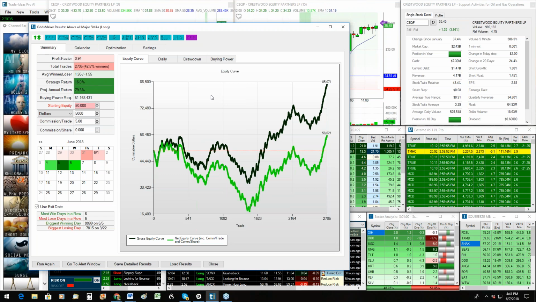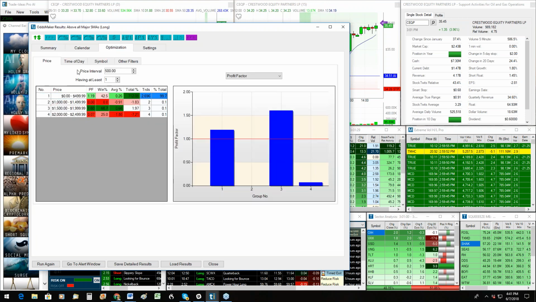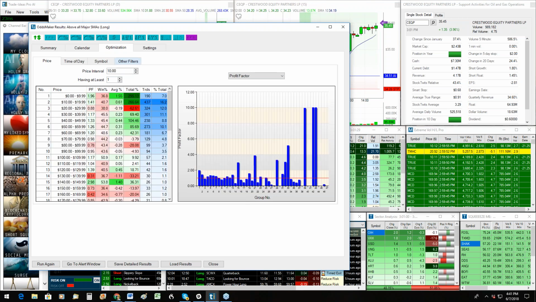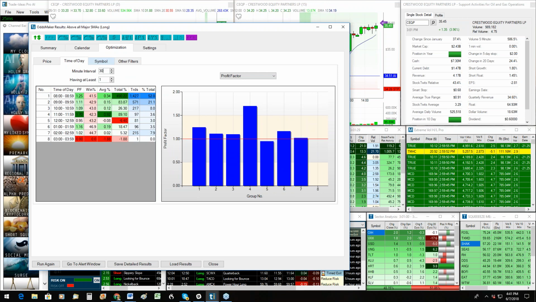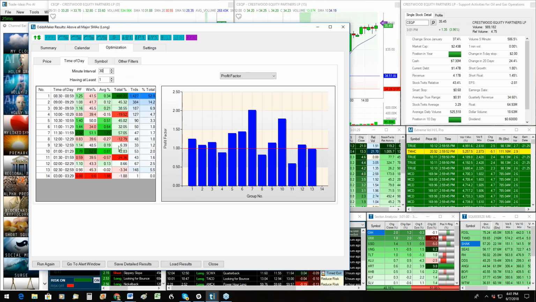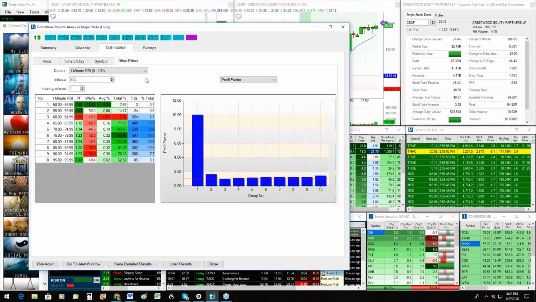but I think we can do a lot better. Now, I spent about an hour, because here's what happens, guys, when I do my optimization. You can go in here and optimize this based upon price. Let's put this down to $10. You can optimize based on time of day. Cut this back to 30 minutes. And you can see already right here, wow, the majority of them do better in the morning than they do in the afternoon. You can optimize on all of our different filters.